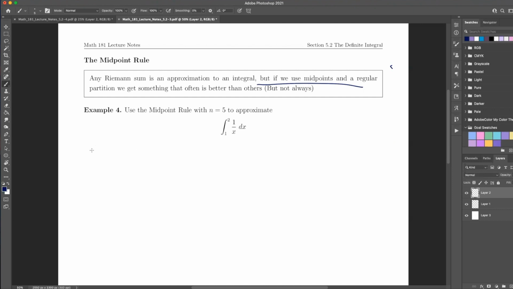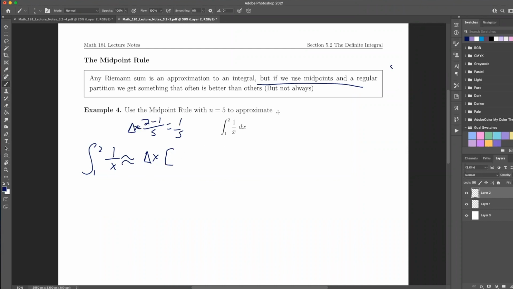To do that, the approximation is roughly equal to delta x times a sum, so we need to calculate delta x. It will be 2 minus 1 over 5, so that's our delta x. And then here we're going to use the midpoint rule.